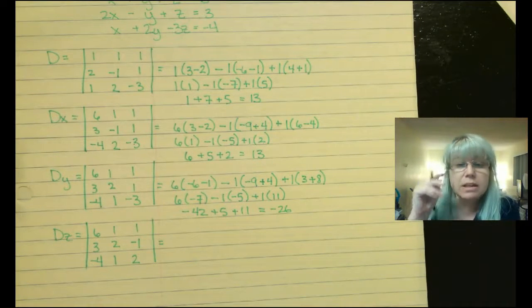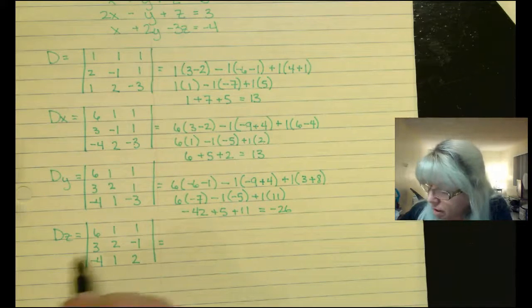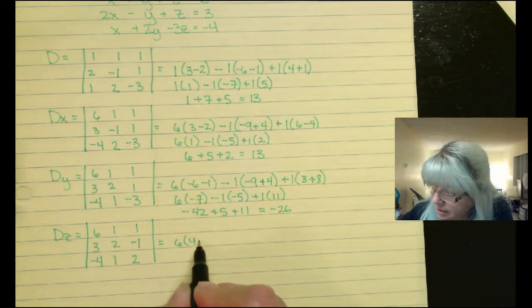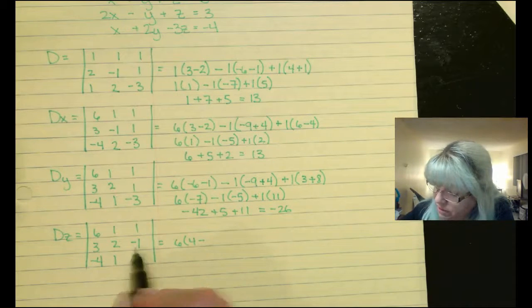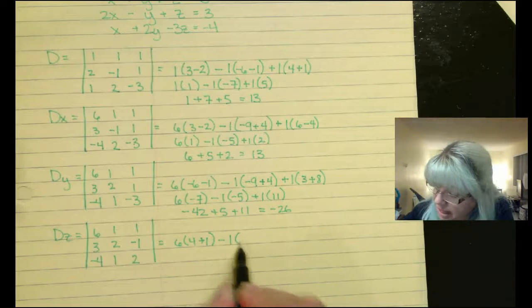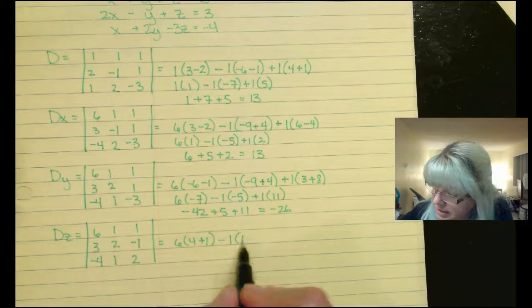I know it's a little long and lengthy, and it's a little on the tedious side, but the math is not the hard part. It's just putting all the pieces in place. All right, 6 times 2 times 2 is 4, minus 1 times negative 1 is negative 1, but I already had a negative there, so plus 1, minus 1 times. Okay, cover up that row. 3 times 2 is 6.